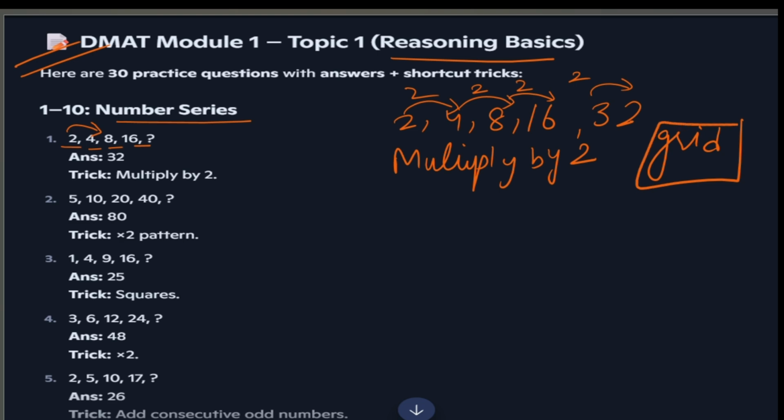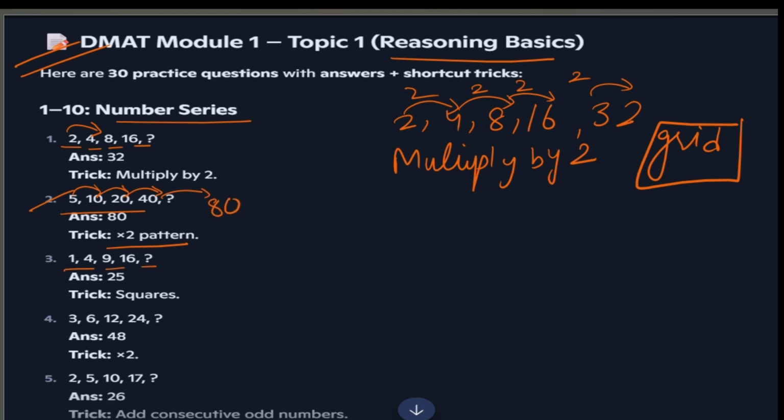So there would be grid questions as well. So you won't be getting multiple choice questions every time. So you have to be very proficient with your reasoning skills. Next question is 5, 10, 20, 40. The same pattern that we are following: 5 multiplied to 10, 10 multiplied to 20, 20 multiplied to 40, then there would be 80.